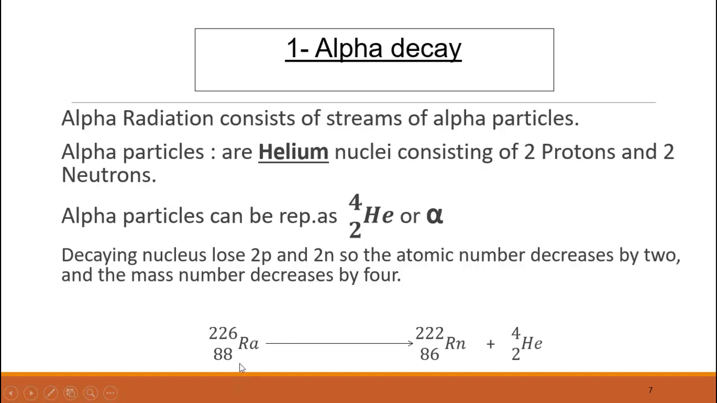Radioactive radium-226 undergoes alpha decay, forming radon-222, and the alpha particle is emitted from the nucleus of radium-226. The radium here loses 2 protons and 2 neutrons. This loss of protons makes the product radon, as shown in the nuclear reaction here. So the atomic number decreases by 2 and the mass number decreases by 4.